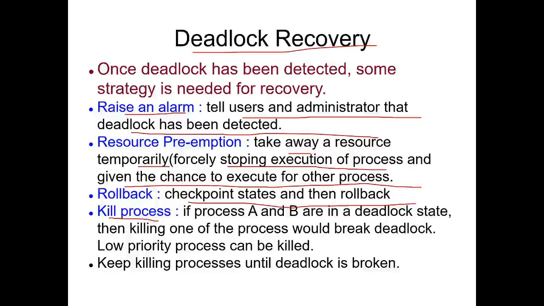Another is kill process. Kill process means you immediately stop the execution of one of the processes. Mostly the low priority processes can be killed. These processes keep on being killed until the deadlock is broken. If multiple processes are executing and all are trying to access the same resource, then there are chances that a deadlock occurs. So to avoid such deadlocks, you can kill some of the processes.